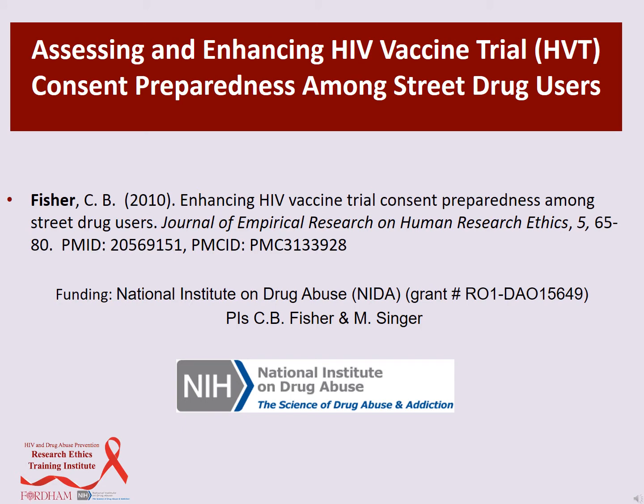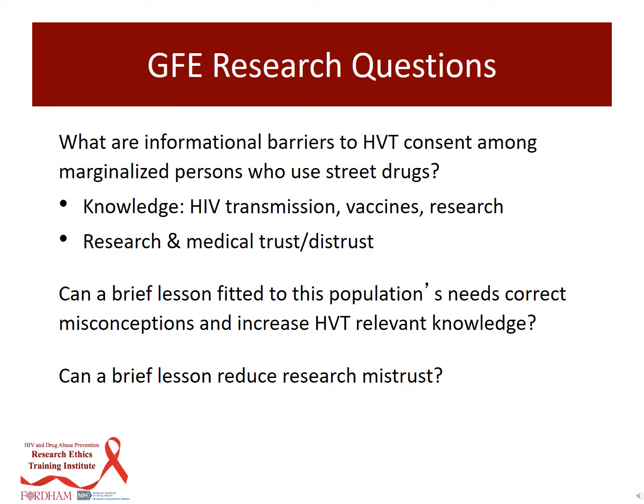Okay, so the next format I want to talk about is this other study we did, assessing and enhancing HIV vaccine trial consent preparedness among street drug users. WPUD or whatever it is wasn't out at that time, so I'm sorry I used this terminology, but that's what it was at that time. Okay, so what are the questions? What are informational barriers to HIV vaccine trial consent among marginalized persons who use street drugs?